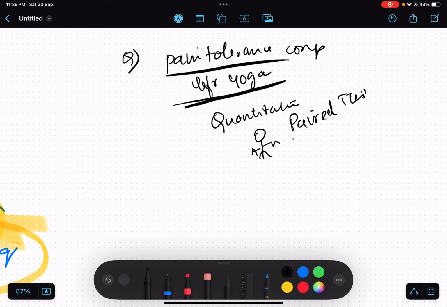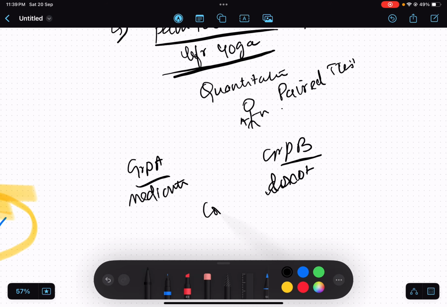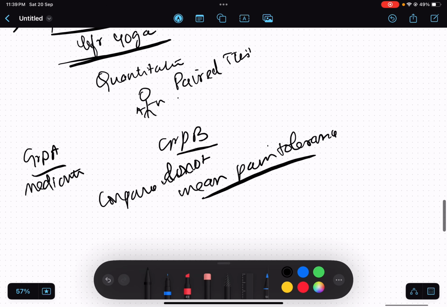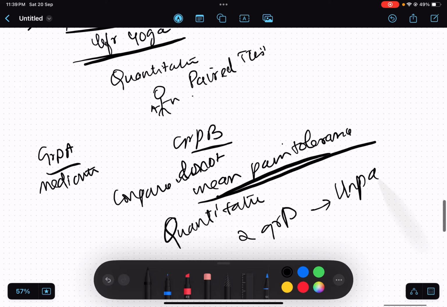Alright students, now look at the other one. There is group A and group B; some do meditation regularly and the others do not do meditation. Now we are comparing mean pain tolerance. Is it quantitative or qualitative? Mean pain tolerance, it is quantitative. Now is it one group or two groups? Two groups. So here it will be unpaired t-test, also known as student's t-test.